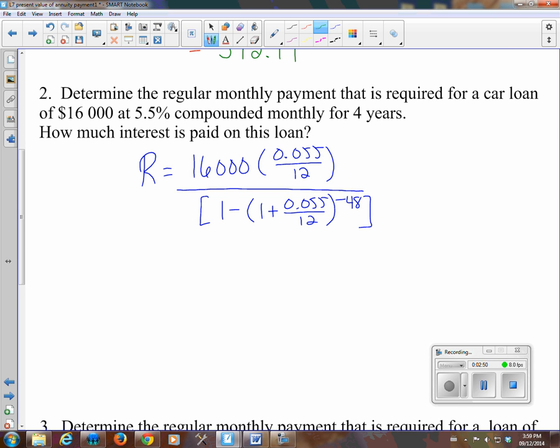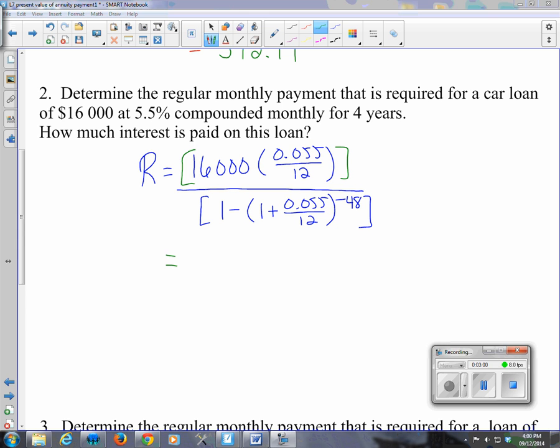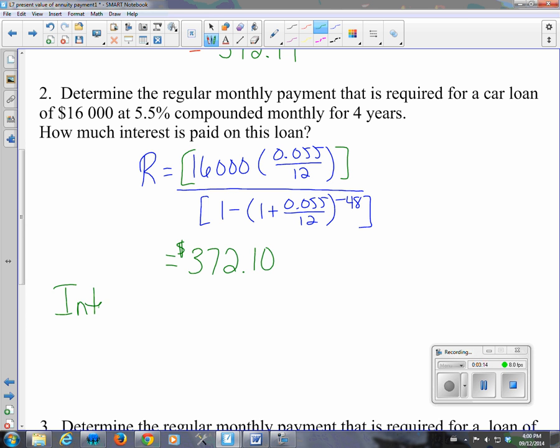Make sure you get your brackets around the numerator and denominator, and try that on your calculator, and we'll see if we get the same answer. So I have gotten a payment on the car loan of $372.10 per month. How much interest is paid on this loan? So the interest is your total payments minus the amount of the loan.